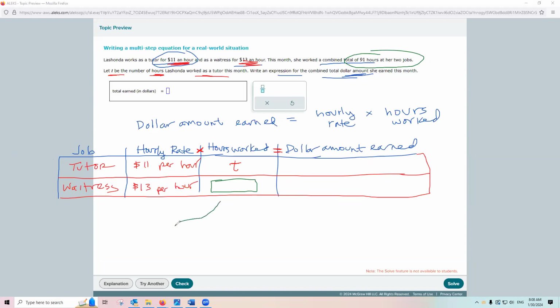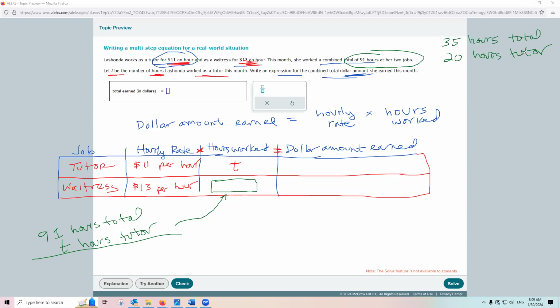Well, here's the key to this problem. If it's 91 hours total, and it was T hours for the tutor, how many hours are left over for the waitress job? Let me give you a simple example. Let's say she was working 20 hours as a tutor, and I told you this week she worked 35 hours total. What's left over for the hours of a waitress? Well, I would subtract the total minus the hours tutoring. That would be 15 hours for the waitress job. So if I take the total, 91, and subtract T, that's going to be the hours left over for the waitress job. So that's what I'm going to put here, 91 minus T.